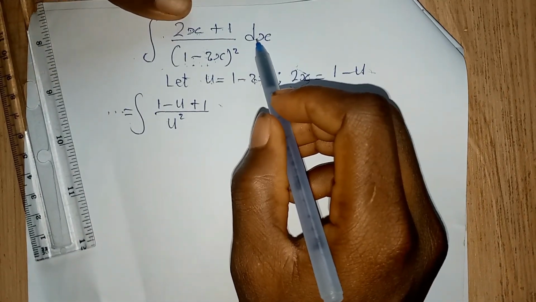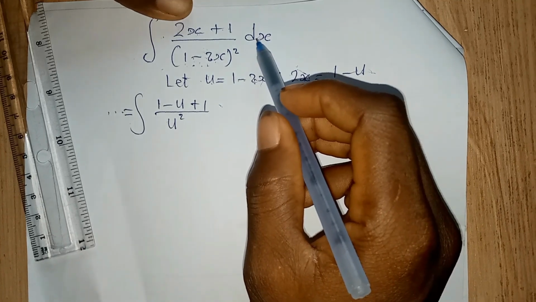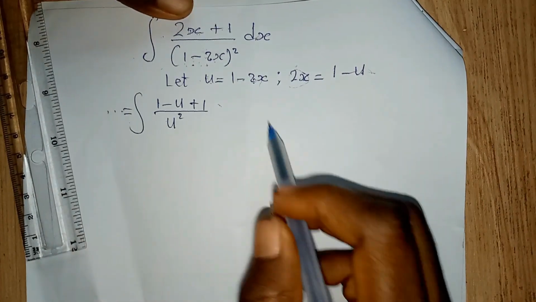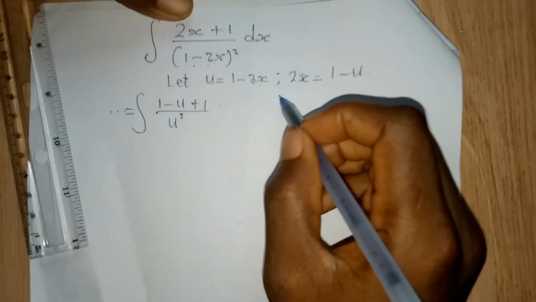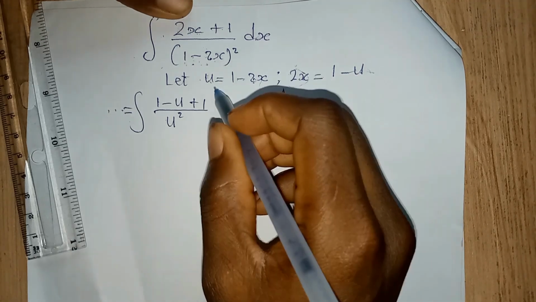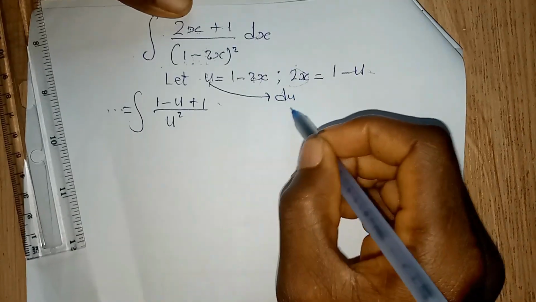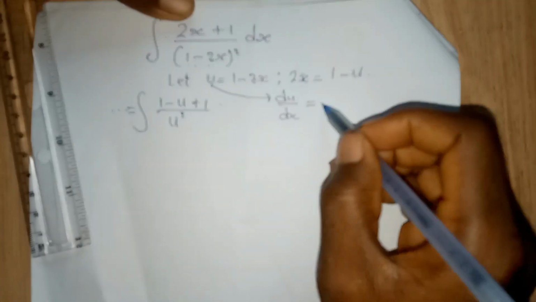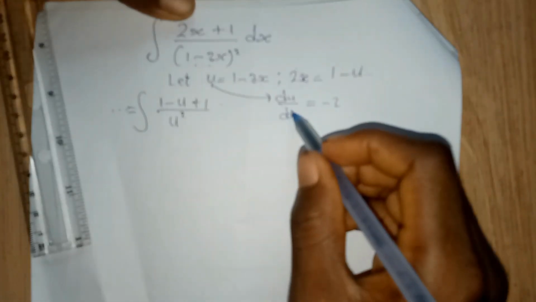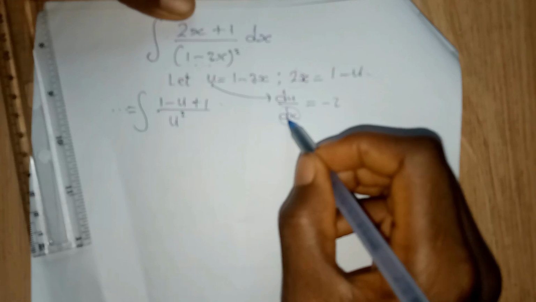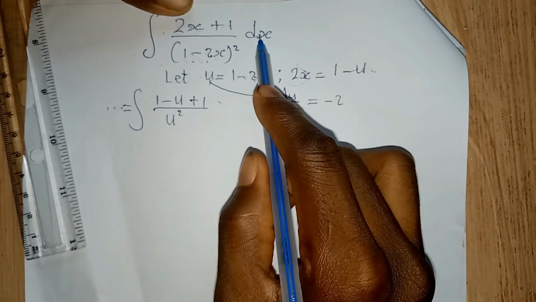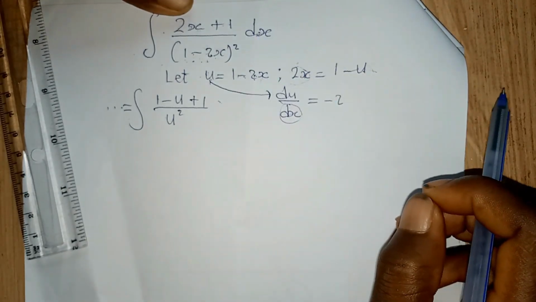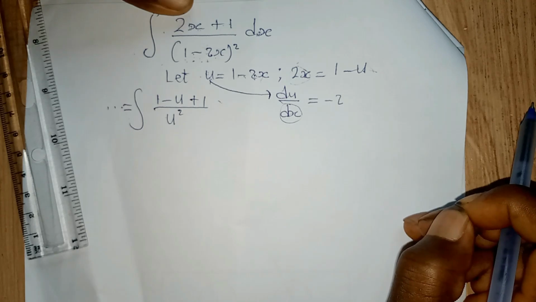So now it's left with the dx. We are to express this now in terms of u. If we differentiate this, we have du over dx, which will be equal to what? Differentiation of this gives negative 2. So from here we can make dx the subject of the formula and substitute its value into here. That is just the main concept of the u substitution method of integration.